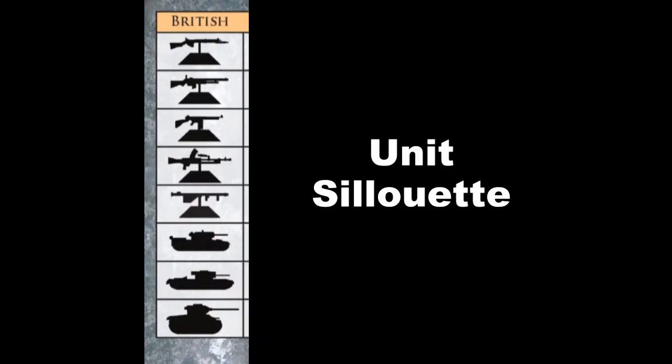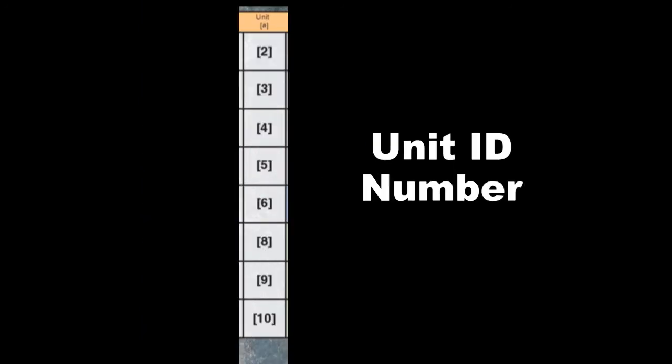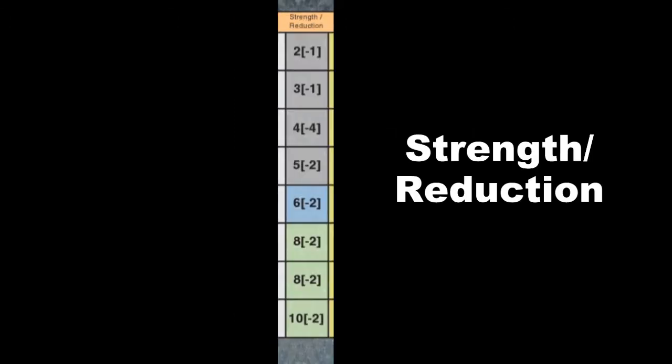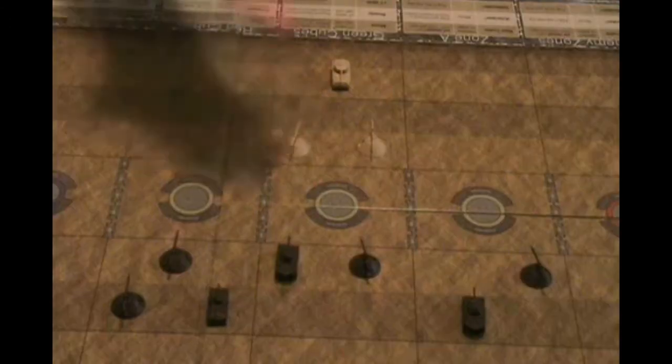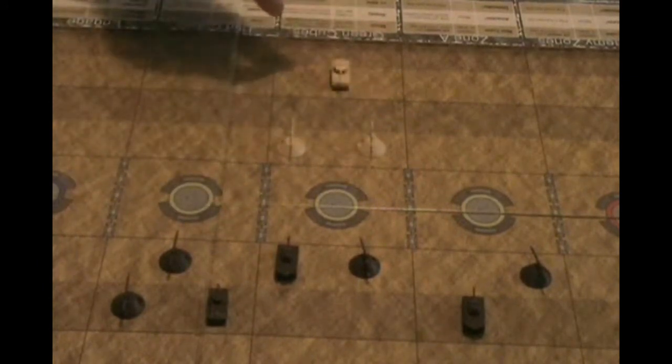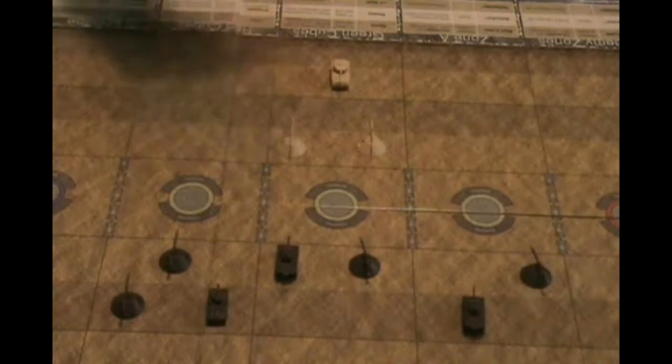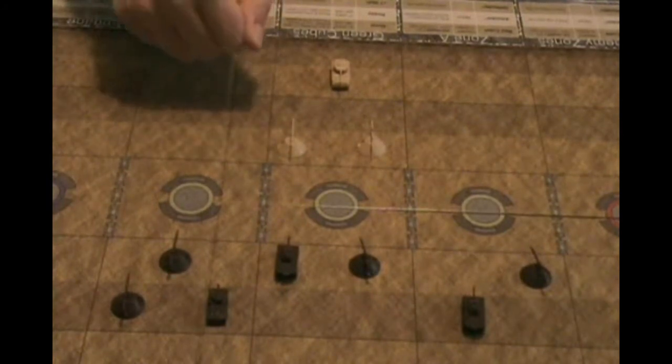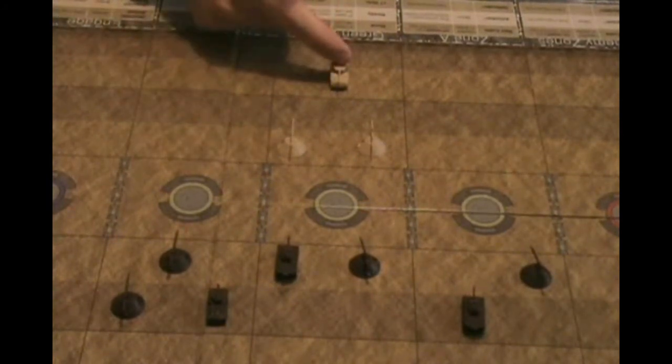The first column is a silhouette. The second column is a unit identification number, just to uniquely identify the units. The next column says strength reduction. The first number is a fire strength, and the second number is a reduction. Here on the table we have a few units set out. We have the number 5 unit, which is the heavy machine gun, the number 6 unit, which is the anti-armor, and the number 10 unit, which is the Sherman.